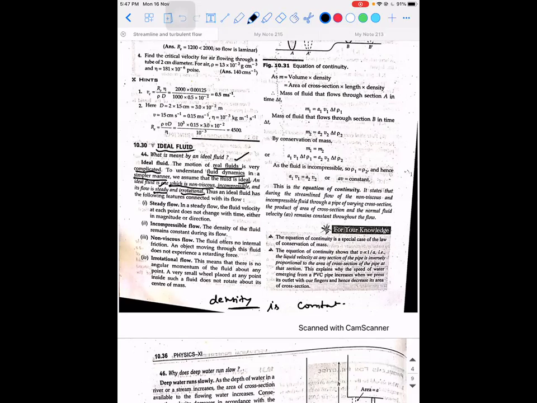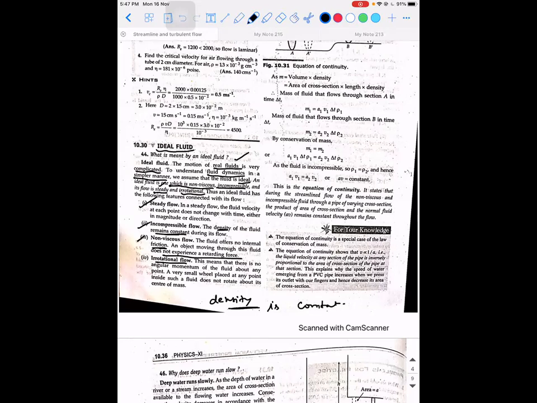And it should have a steady flow and irrotational flow. So what are the 4 features? Steady flow. We have told what is steady flow. Incompressible means the density of the fluid remains constant during its flow. Non-viscous, the fluid offers no internal resistance. So an object moving through this fluid does not experience any retarding force.